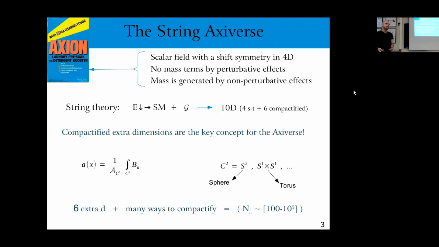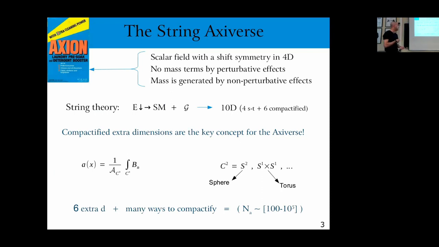A key ingredient for this project is the string axiverse. And so axions, to the extent of this work, are just a scalar field which enjoys a shift symmetry in four dimensions. They have no mass coming from perturbative effects. Their only mass is coming from non-perturbative effects. So this mass is really small, and they emerge as a plethora of fields from string compactification. And they come about because of the topologically different ways which it is possible to compactify the six extra dimensions required in string theory.